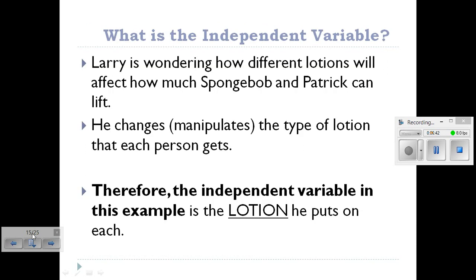Now, the question is, what would be the independent variable? Here, Larry is wondering how different lotions will affect how much SpongeBob and Patrick can actually lift. He changes, aka manipulates, the type of lotion that each person gets. Therefore, in this case, the independent variable in the following example would be the lotion that he puts on.